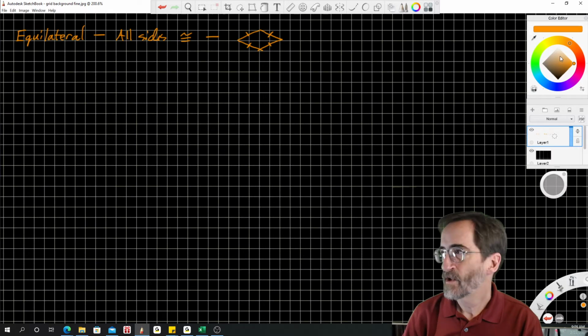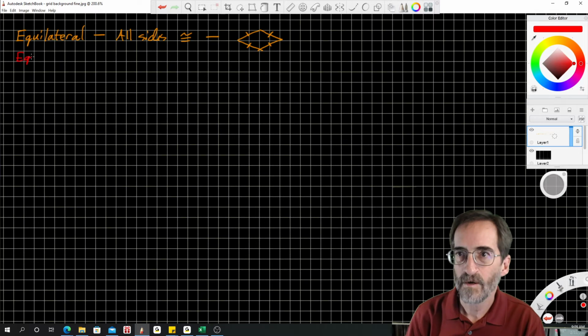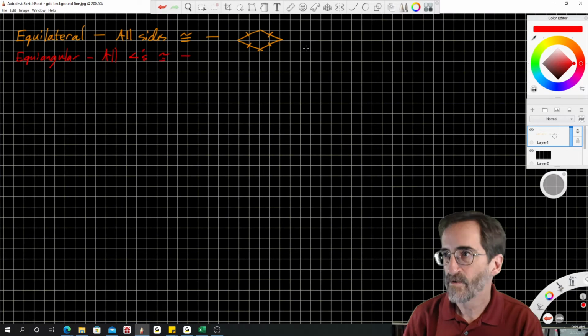Okay, next word, equiangular. All angles congruent. An example of that is a rectangle. In a rectangle, all the angles are 90 degrees, so all the angles are congruent. And let me leave off the square corner and just specify that they are congruent. All the angles are congruent.